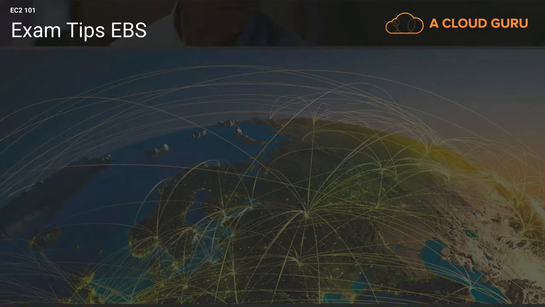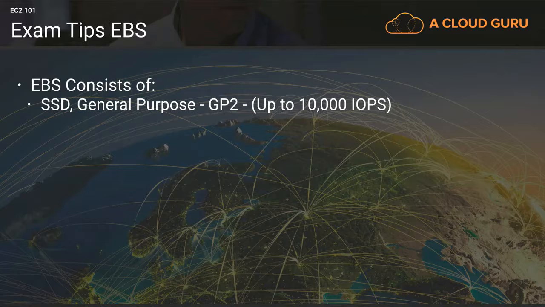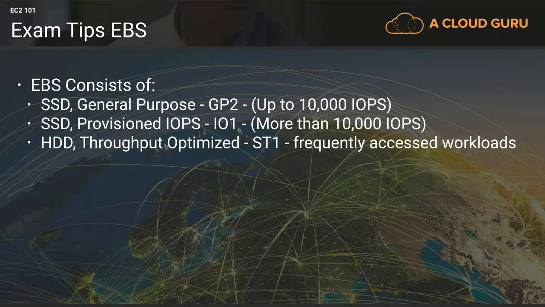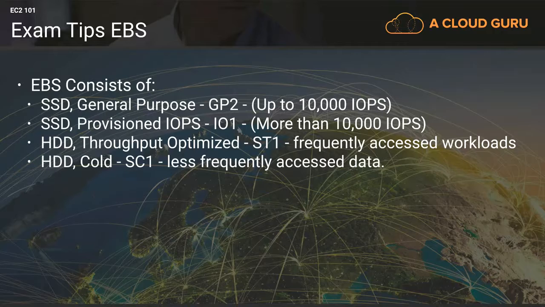Moving on to EBS. So EBS consists of SSD. So we've got 4 different types. So we've got SSD, general purpose, GP2 is what it's called, and typically you'd use that up to when you need 10,000 IOPS. If we need faster performance than 10,000 IOPS, we've got SSD provisioned IOPS, and it's called IO1. We then have hard disk drive, throughput optimized. It's called ST1, and this is for frequently accessed workloads. We then have hard disk drive cold, which is SC1, and this is for less frequently accessed data. So it could be things like a file server.